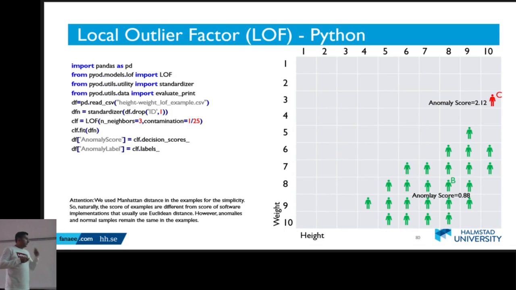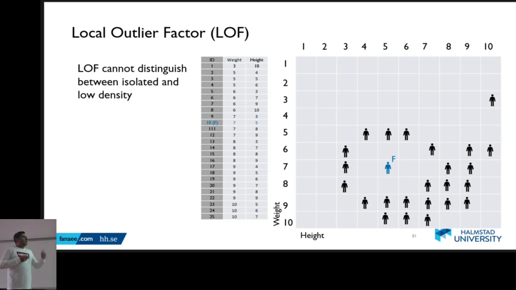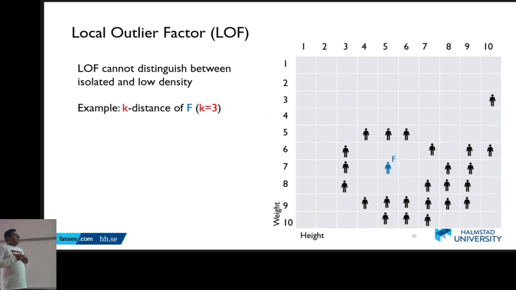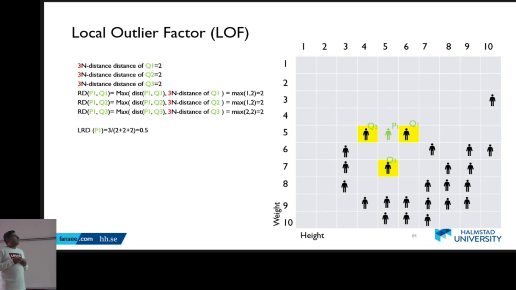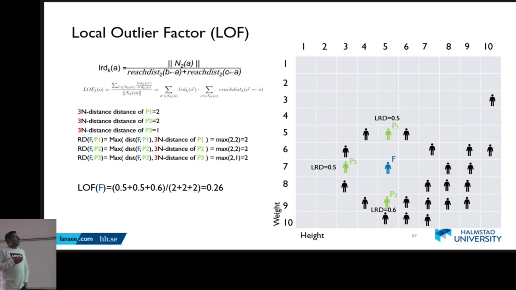Okay, now the issue is that LOF cannot distinguish between outliers with the isolated property and outliers with low density. This guy is isolated, but is inside a dense area. So if you apply LOF, we cannot detect this kind of outlier. Let's look at how it works with LOF. This is the first neighbor, second neighbor, third neighbor, so the KN distance space becomes these 3 points. Let's compute the LRD for this point, this point, and this point. And LOF becomes 0.26.